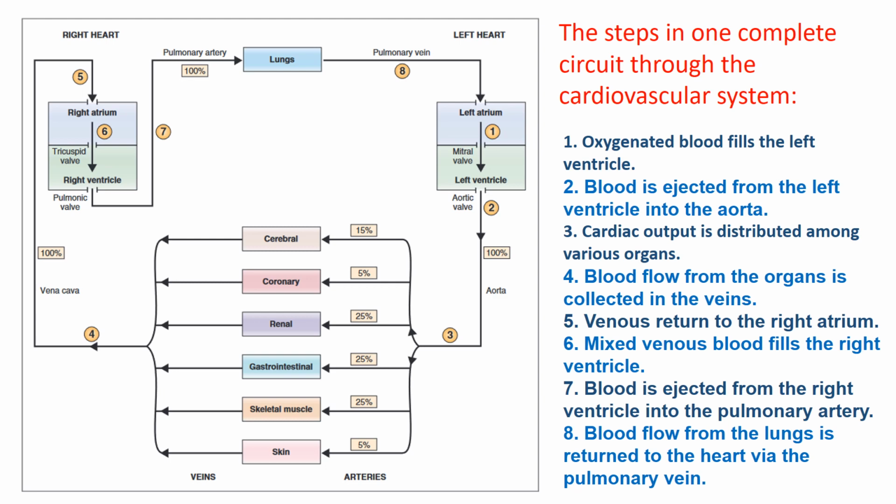Step 1. Oxygenated blood fills the left ventricle. Step 2. Blood is ejected from the left ventricle into the aorta. Step 3. Cardiac output is distributed among various organs. Step 4. Blood flow from the organs is collected in the veins. Step 5. Venous return to the right atrium. Step 6. Mixed venous blood fills the right ventricle. Step 7. Blood is ejected from the right ventricle into the pulmonary artery. Step 8. Blood flow from the lungs is returned to the heart via the pulmonary vein.